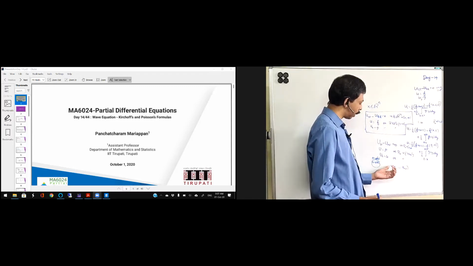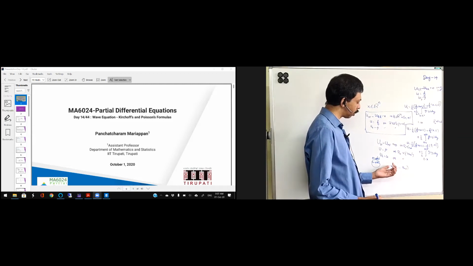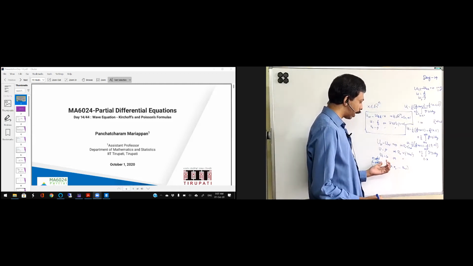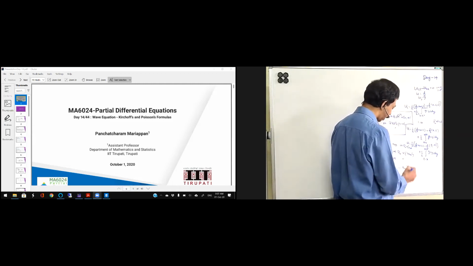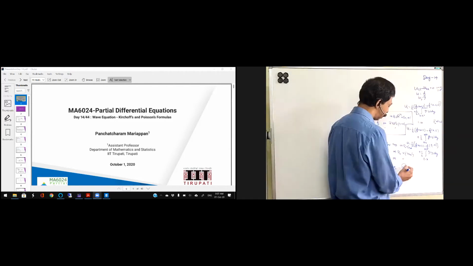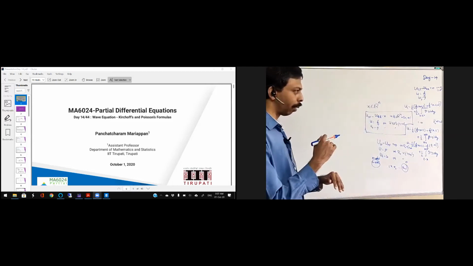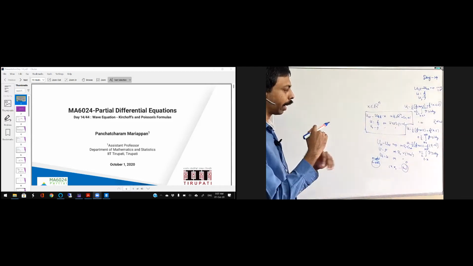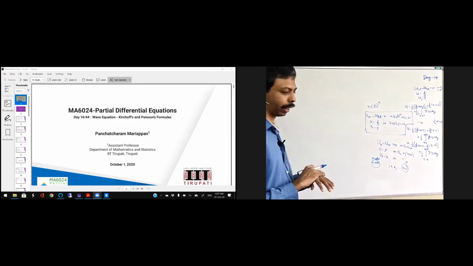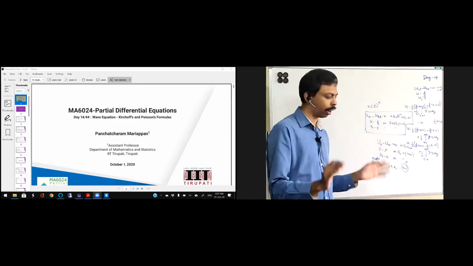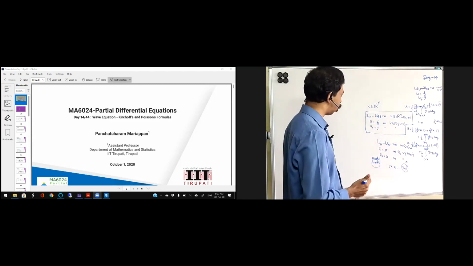So I know the solution for this one. When n plus 1 is odd, I know the solution. Now in the n plus 1 place, if I put 0, then I can bring that to the n equal to even case. This is the general idea for n odd and n even.